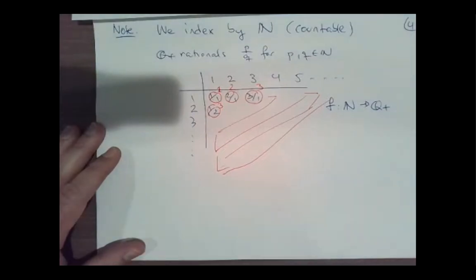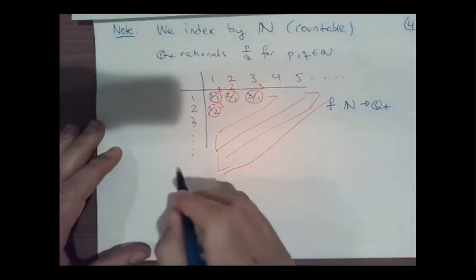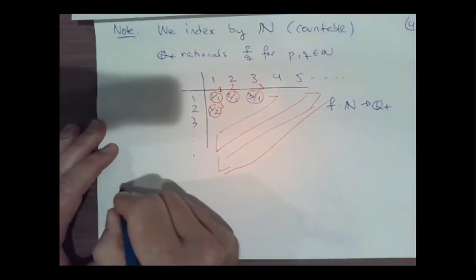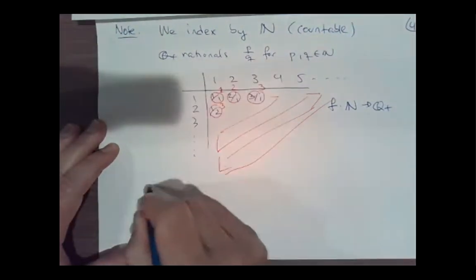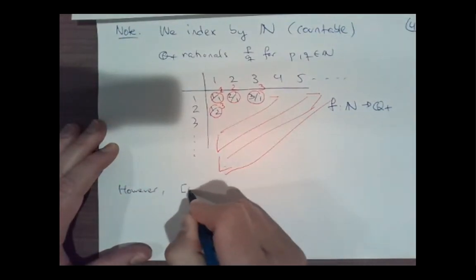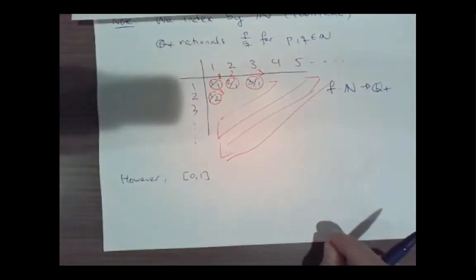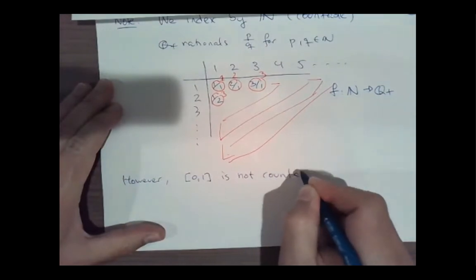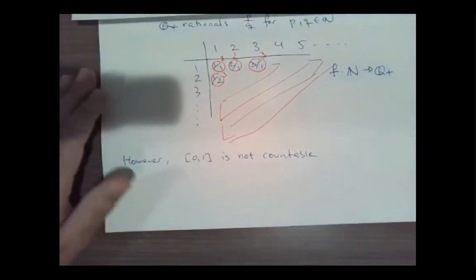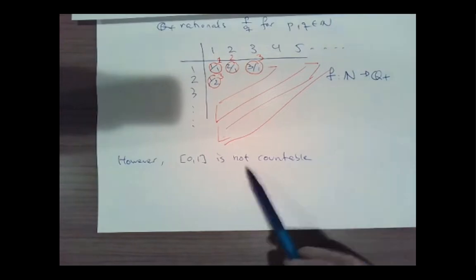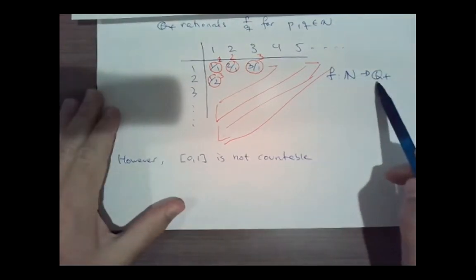Okay, so then you could take a number. So index by n, this one here was also countable. However, if I look at, say, the set 0, 1, this is not countable. So we're claiming that we can't do this trick with this f up here if I were to put 0, 1 over here instead of Q plus.